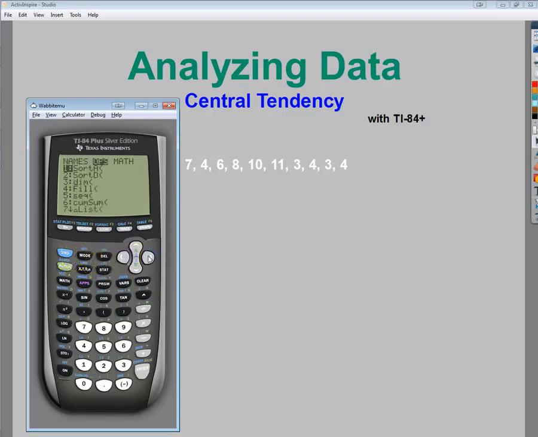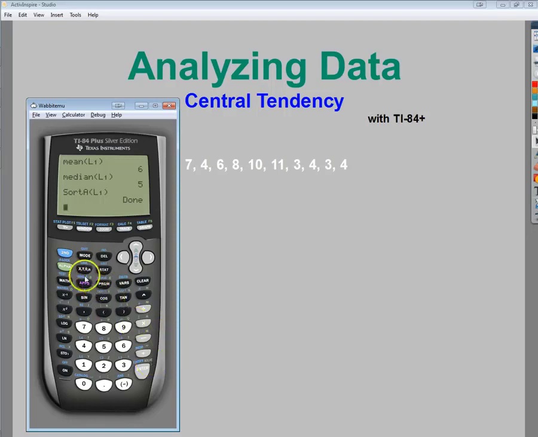So what you're going to do is go to second list so you can fiddle with your list again. You could do this from the edit menu too. So hit OPS, it says sort A, which means sort ascending. And then you'll want to go second list again and pick L1 and hit enter. It just is done. It doesn't give you the information.